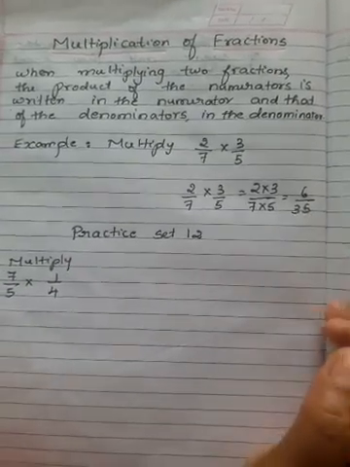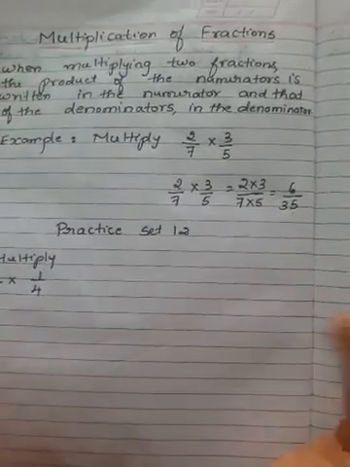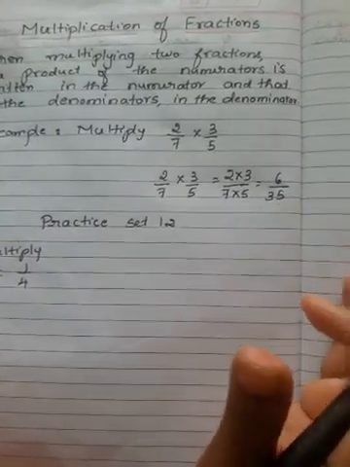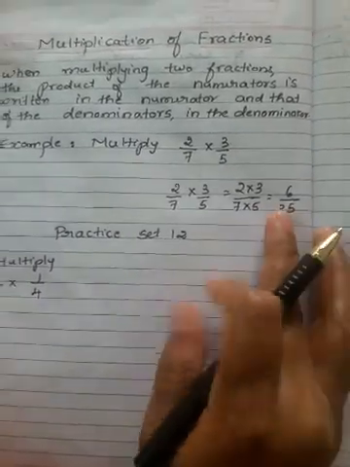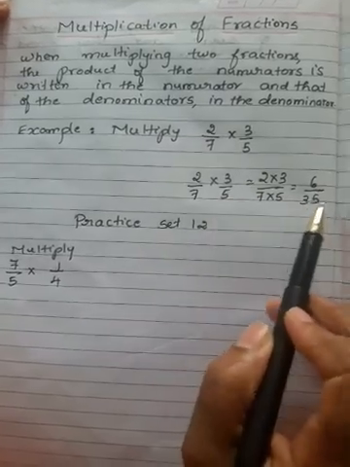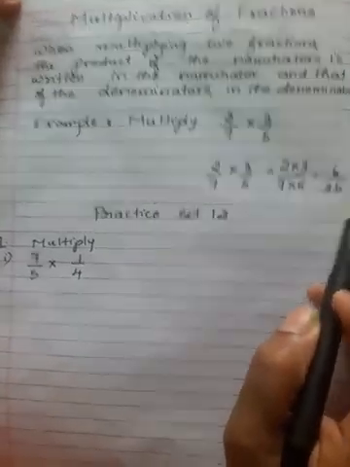Okay, it is very easy. So multiplication of fraction is very easy. Multiply numerator by numerator and write the product in the numerator, and multiply denominator by denominator and write the product in the denominator.